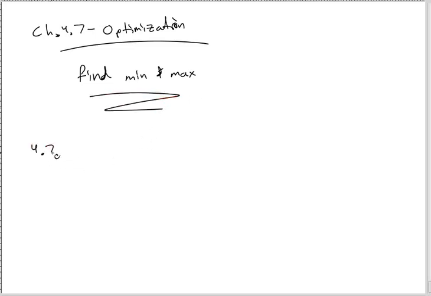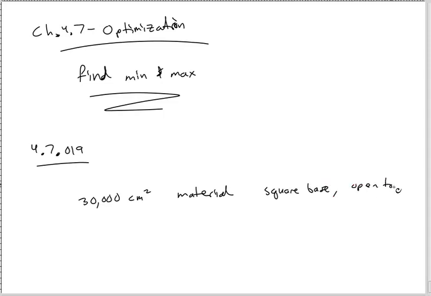So here we go. I've got 30,000 square centimeters of material for a box with a square base and an open top. It's kind of like a box, just with an open top. What's the largest volume?